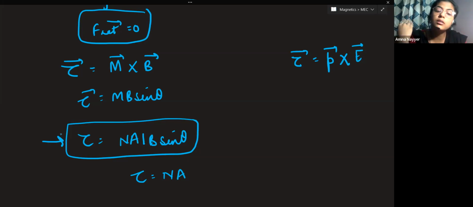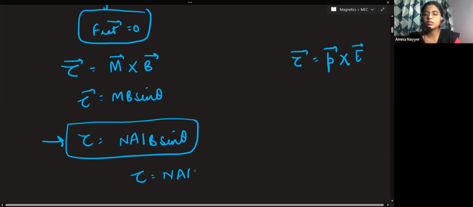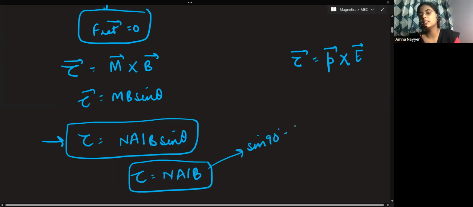But right now, what's the value of theta? We know the value of theta. Theta is the angle between the plane of the coil and the magnetic field. So right now, we know it's 90 degrees. So this becomes NIAB. Why? Because sine 90 degrees is 1.